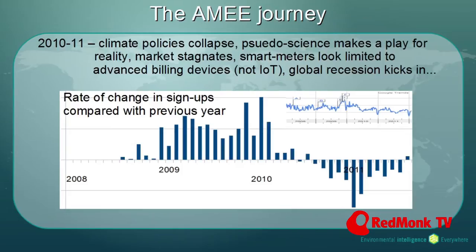So we were still adding users, but at a much slower rate. So we stopped accelerating and we decelerated. So still adding maybe 5 or 10 people a week, which is great, but nothing like what was happening before.